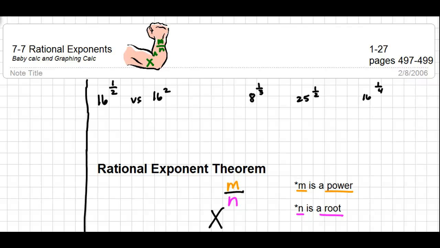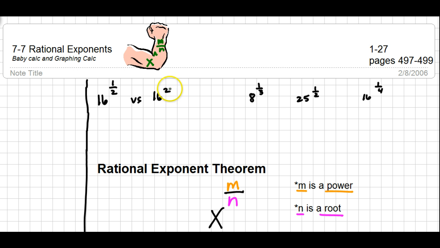This lesson is for Advanced Algebra, Lesson 7.7 on Rational Exponents. In Lesson 7.6, the previous lesson, we did work on some rational exponents, and so we're going to do a quick review on that lesson before we dive into this new lesson. Students will need both Baby Calc and a graphing calculator to do this lesson, so make sure both are available before you begin.